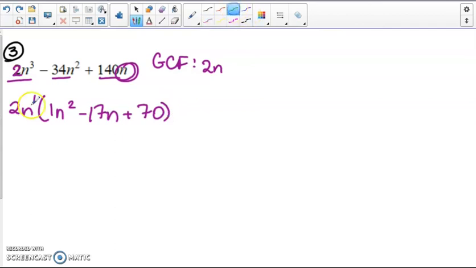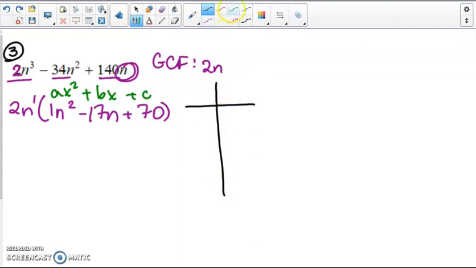Now if you look inside this parenthesis, it has 3 terms, 1, 2, 3, which means it's a trinomial, so it looks like your ax squared plus bx plus c. If you notice, the first variable is always squared, the second variable isn't, and there's no variable on the last one. So now we're going to have to find the numbers that multiply to a, and find the numbers that will multiply to c. So our a is 1, and the factors of 1 are 1 times 1. C is 70, and the factors of 70 are 1 and 70.